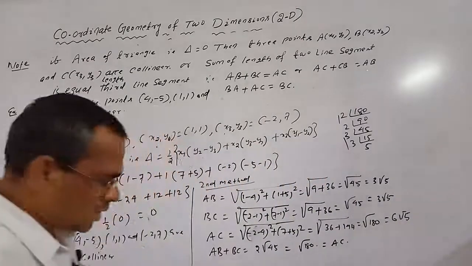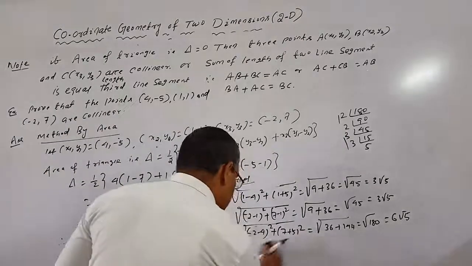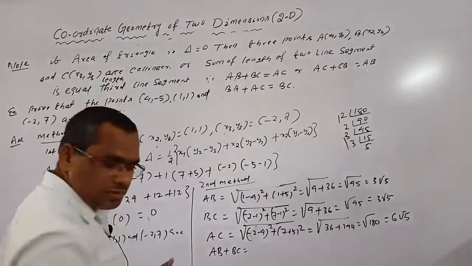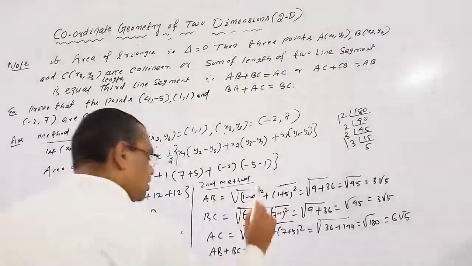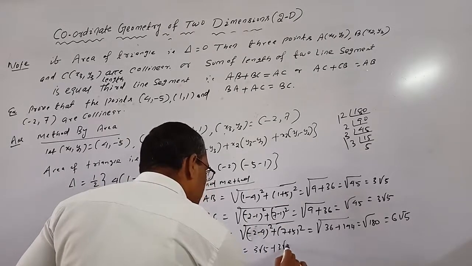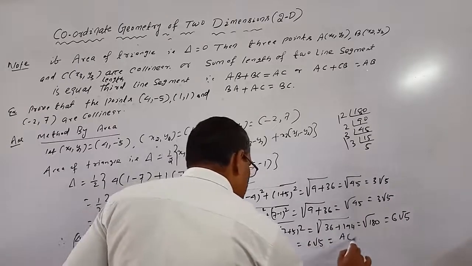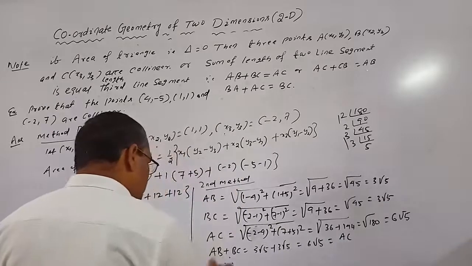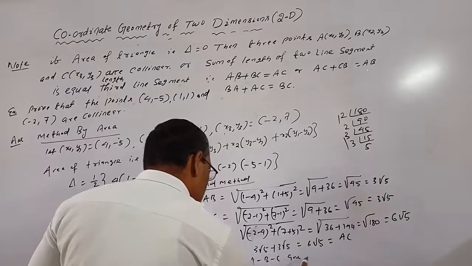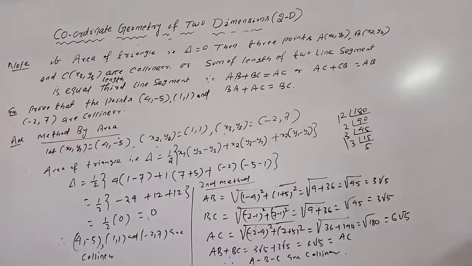So AB plus BC equals 3 root 5 plus 3 root 5, which is equal to 6 root 5, and 6 root 5 equals AC. Therefore AB plus BC equals AC. So A, B, C are collinear. These 3 points are collinear.